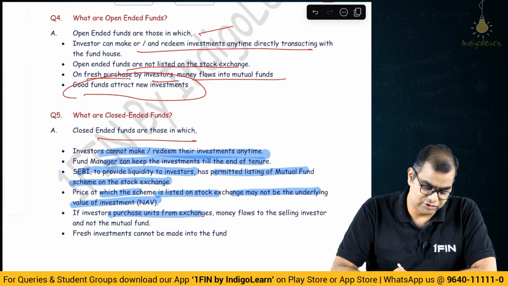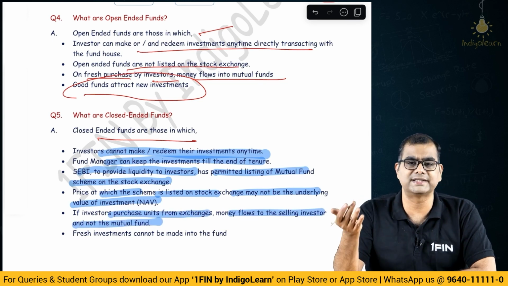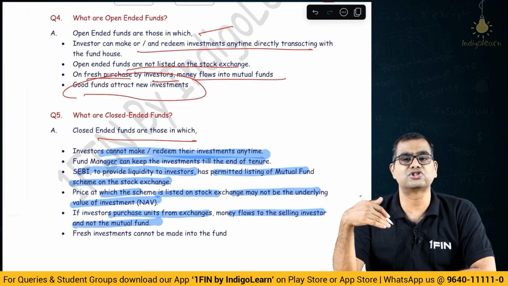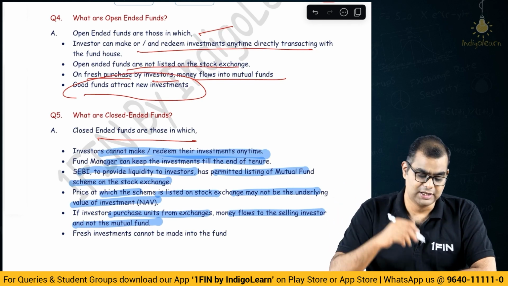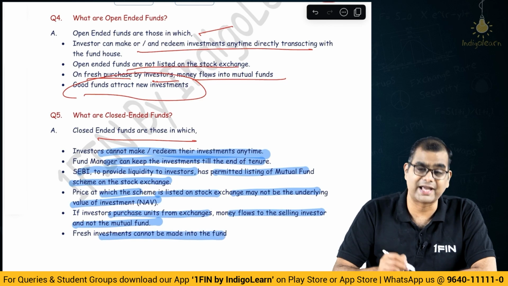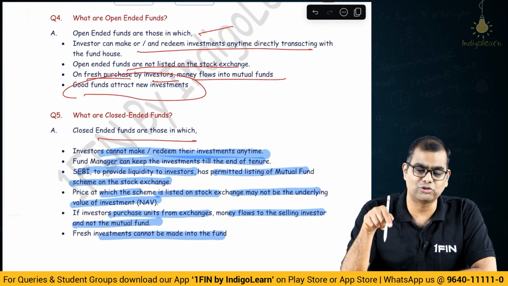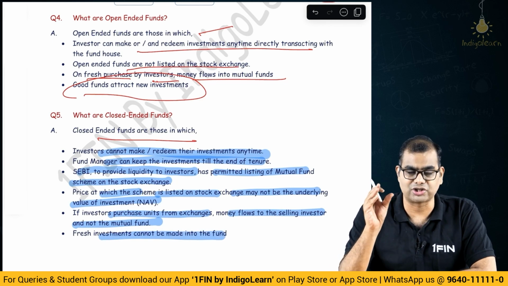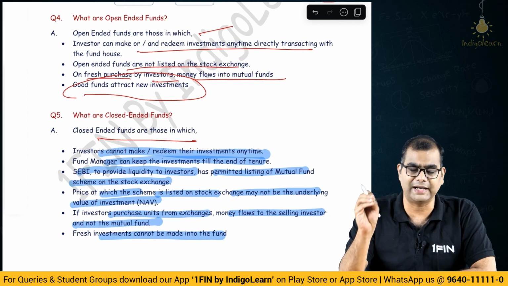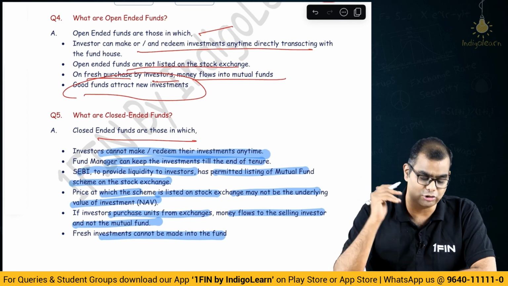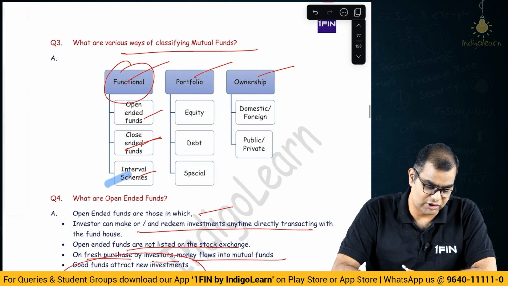And if investors purchase units from exchanges, money flows to the selling investor and not the mutual fund. Obviously, when you are buying and selling between two individuals, the money does not go to the mutual fund when you buy or sell a closed-ended scheme. And fresh investments cannot be made into the fund. So once a closed-ended fund scheme is launched and the initial investment period is done, no fresh investments are allowed into a closed-ended fund. Then you have something called interval schemes.